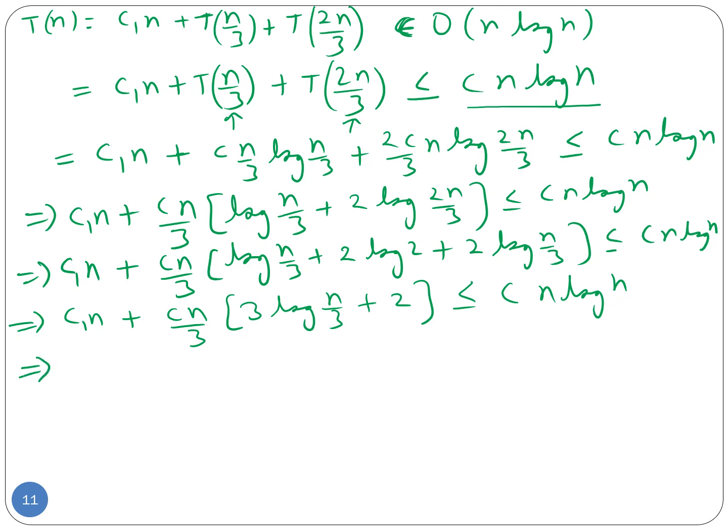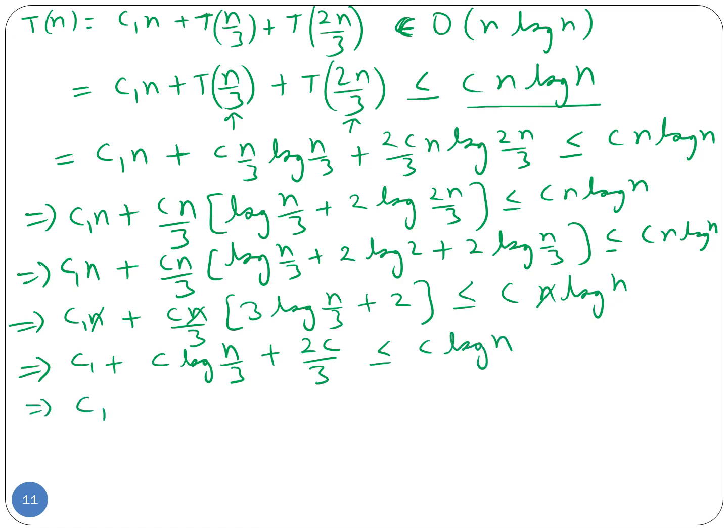Okay, this n is common on the left and the right side, so this cancels out. So this becomes C1 plus, let's open this bracket. So this will become C times log n by 3 plus 2C by 3. This should be less than or equal to C times log n.